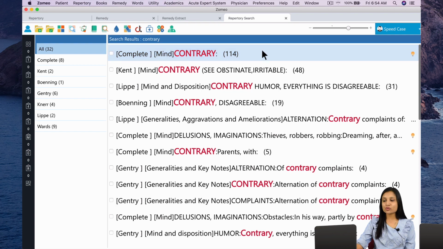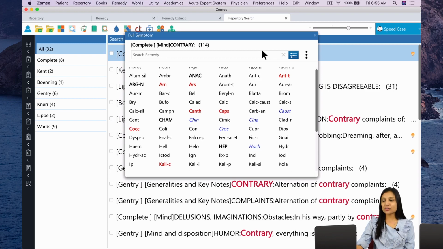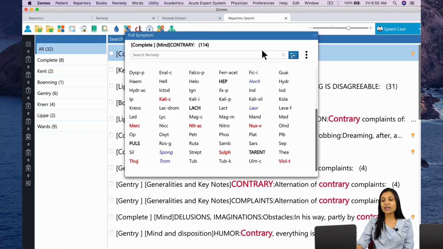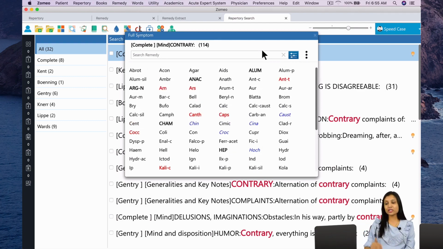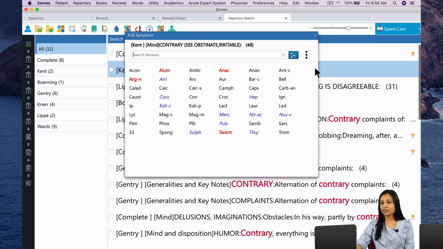Let's click on the first rubric, which is from the Complete Repertory, and you can see that Hepar is present in 4 marks in contrary. The other remedies that you see are Alumina, Anacardium, Argentum nitricum, Chamomilla, Lachesis, Tarantula, Pulsatilla. These are the other remedies that you can think of in contrary disposition. If we see another rubric, say the rubric from Kent, which has 48 remedies, here as well you can see Hepar Sulph in grade 2.